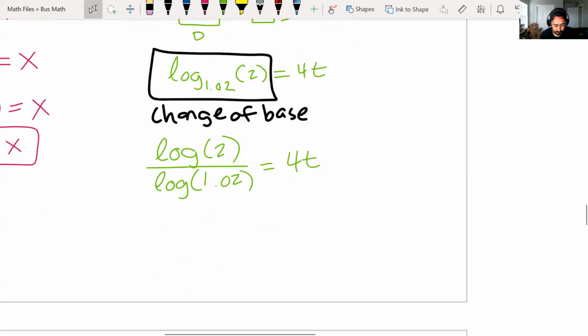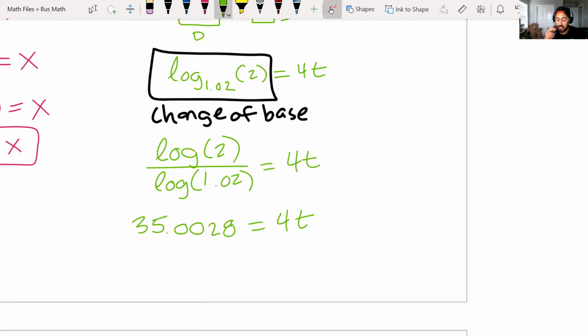And now I will type the left side in my calculator, round to 4 decimal places, log 2 over log of 1.02, and I get 35.0028 equal to 4t.